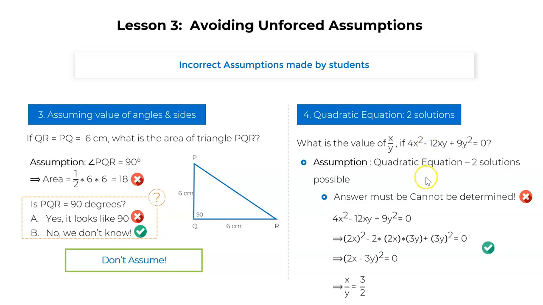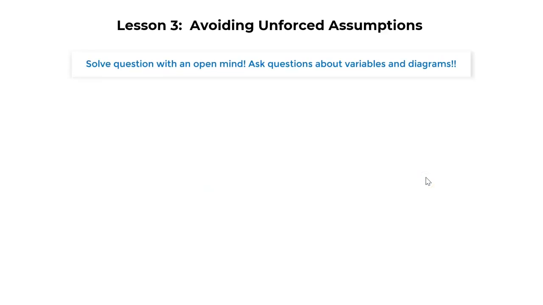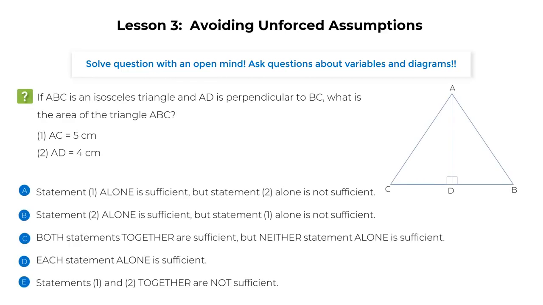I'm going to take one full question, and I'm going to show you how we should solve a question with an open mind, and we should ask questions about the variables, questions about the diagrams, and only then come up with the inference. So as usual, let's take a question. I'm going to discuss this in detail in both ways, how a student solves it, very elaborately. I'll show you where you make mistakes, and then I'll show you the right way to solve the question. If you want to pause the video and read the question or even try it, please do so.